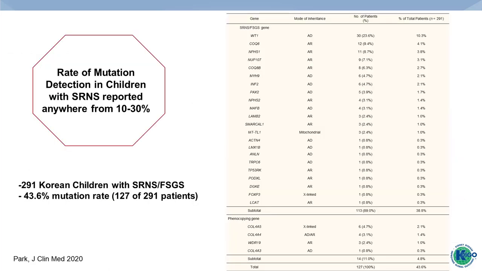So more than 50 monogenic causes for steroid-resistant nephrotic syndrome and FSGS have been identified. Mutation detection rates in pediatric patients with steroid-resistant nephrotic syndrome have been reported across multiple cohorts to be anywhere from 10 to 30%. In this particular study, genotype-phenotype correlations in a cohort of 290 children with steroid-resistant nephrotic syndrome, or FSGS, were analyzed. The overall mutation detection rate was about 44%, so a pretty high mutation rate, with WT1 mutations sort of leading the gamut or being the most frequent causative gene. But this was also followed by coenzyme Q6. So 10% of these children were identified as having a coenzyme Q6 mutation.